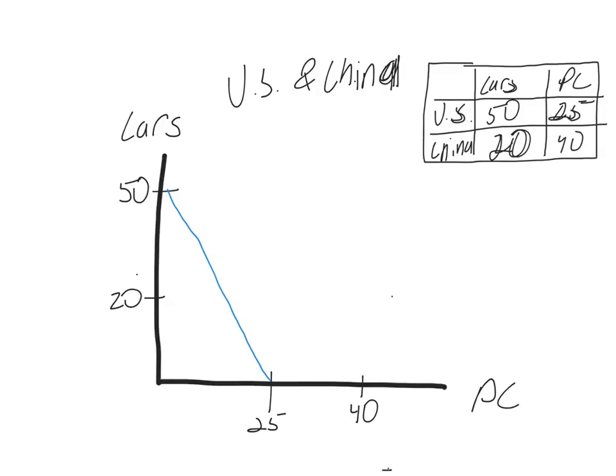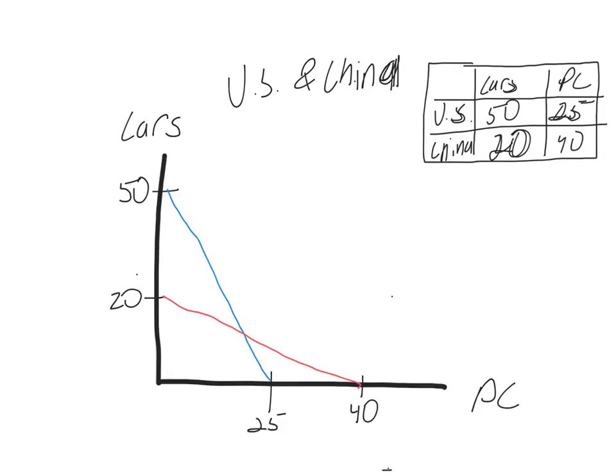And for China, they produce 40 computers and 20 cars. So for every car, they can produce 2 computers. So we can graph it like this. Graph the slope like that.